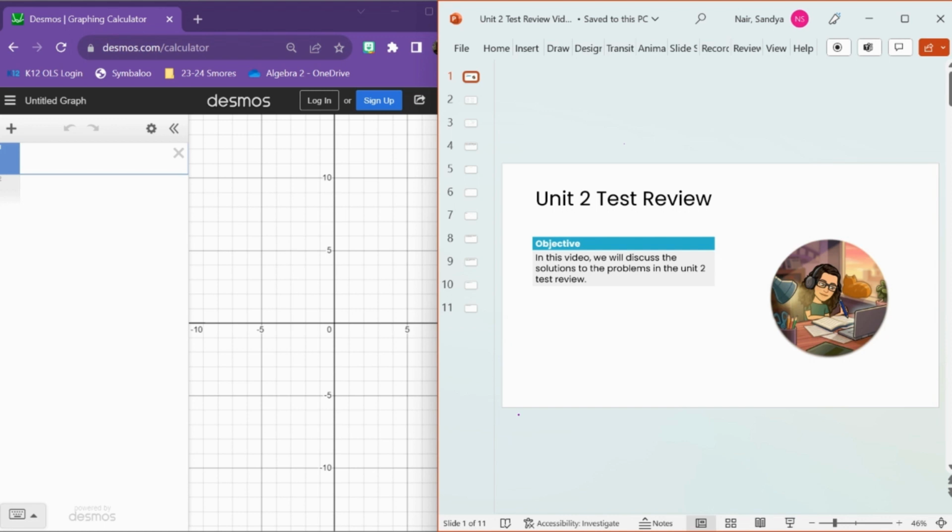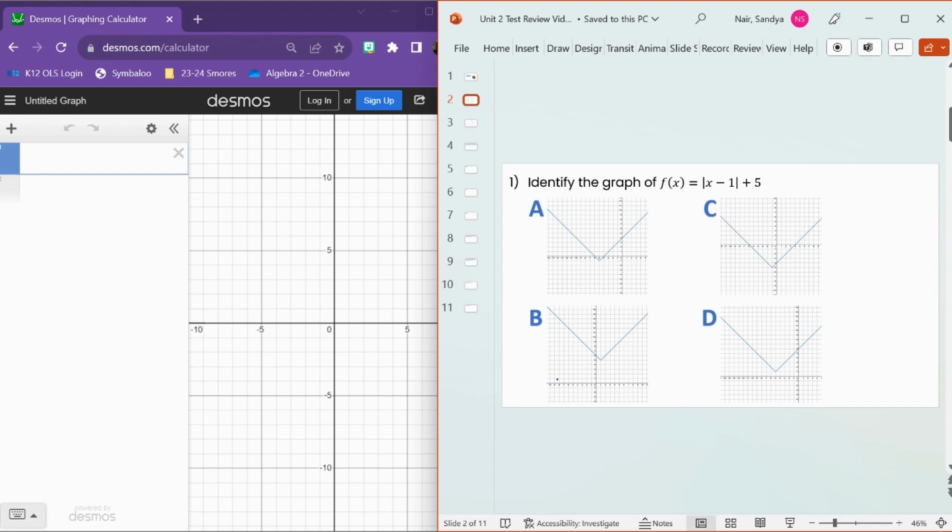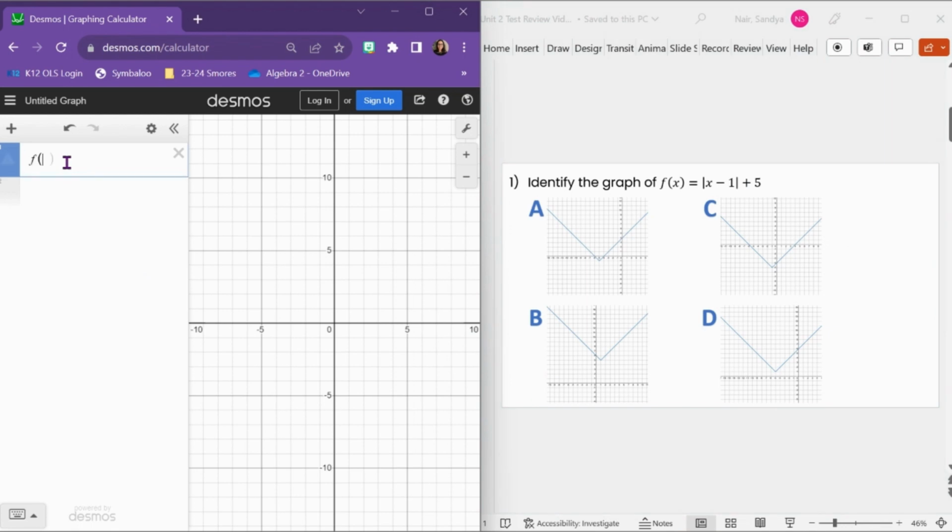So in this video, we're going to go over the problems that are in the Unit 2 test review. So in this first question, it says to identify the graph of f of x equals the absolute value of x minus 1 plus 5. So whenever I'm doing graphing questions, I always like to refer to Desmos because it gives you a nice visual of what the graph is supposed to look like. So we have the absolute value.